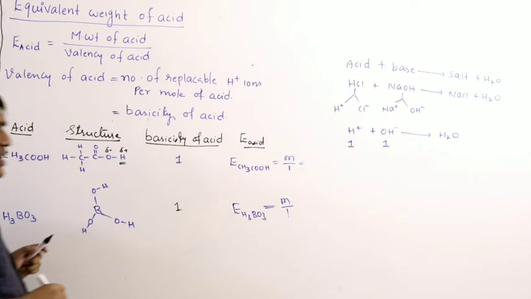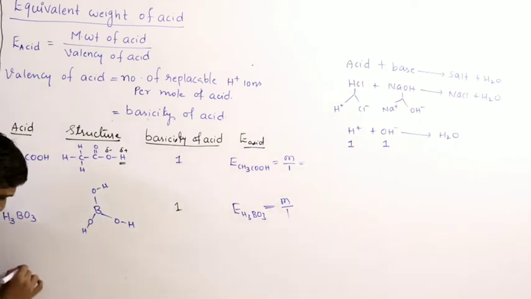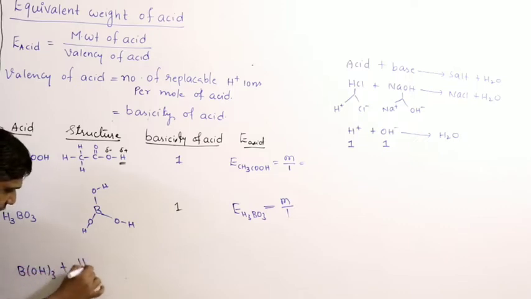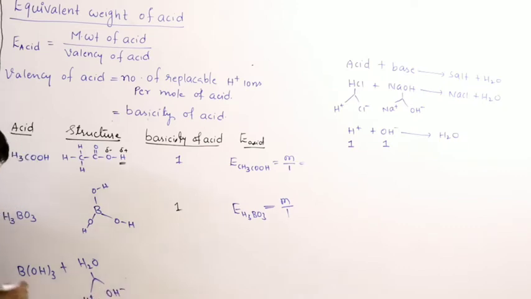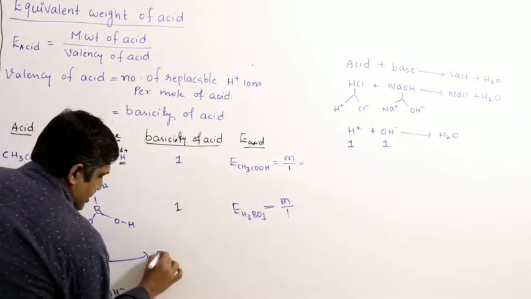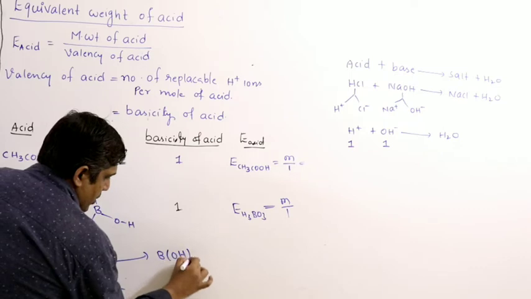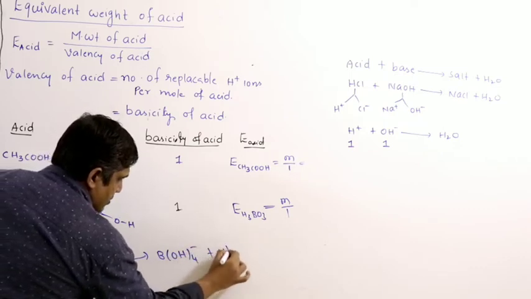First thing, it is not a Lewis acid. H3BO3 can also be written as B(OH)3. When you dissolve it in water, it is a very weak acid. This is electron deficient boron. It contains fewer electrons. It accepts a pair of electrons from OH minus, resulting in the formation of B(OH)4 minus and H plus.